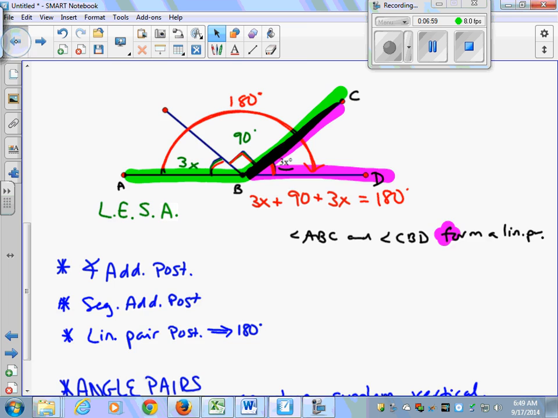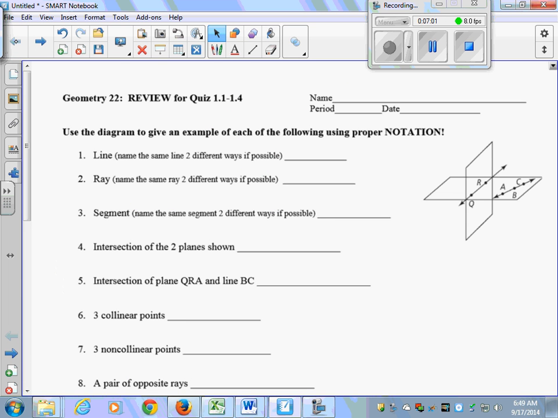Okay, now I want to just go through this review with you, and we will do it together. Use the diagram to give an example of each of the following using proper notation. So I'm going to look at this diagram and I'm naming a line. There are two lines in this diagram. There's one here and there's one here. So I can name either one of them, and remember, naming a line, pick any two letters in any order.